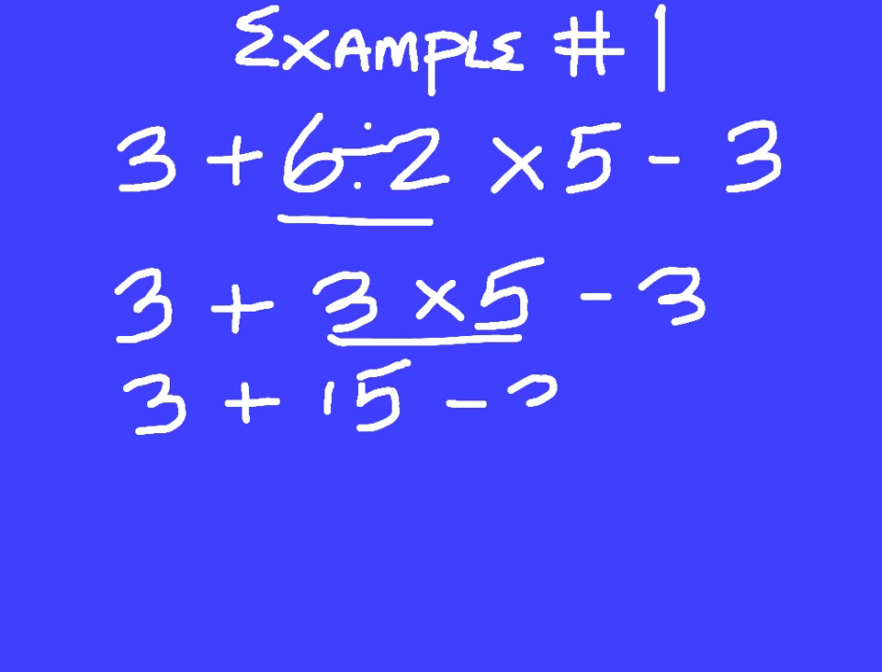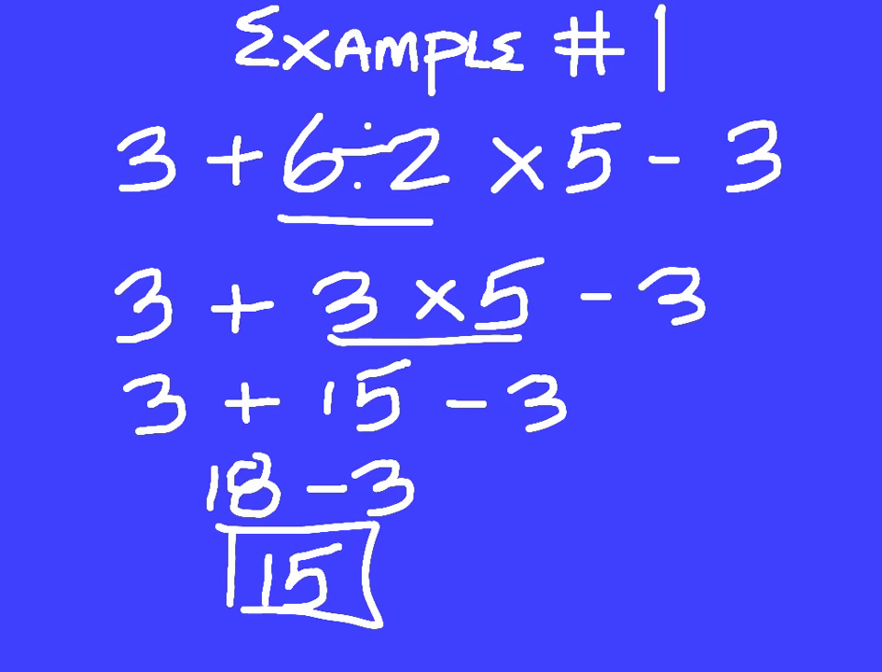Next, it's 3 times 5 that comes up. That's 15. And then subtract 3. 3 plus 15 is 18. Subtract 3, and you get a final answer of 15.